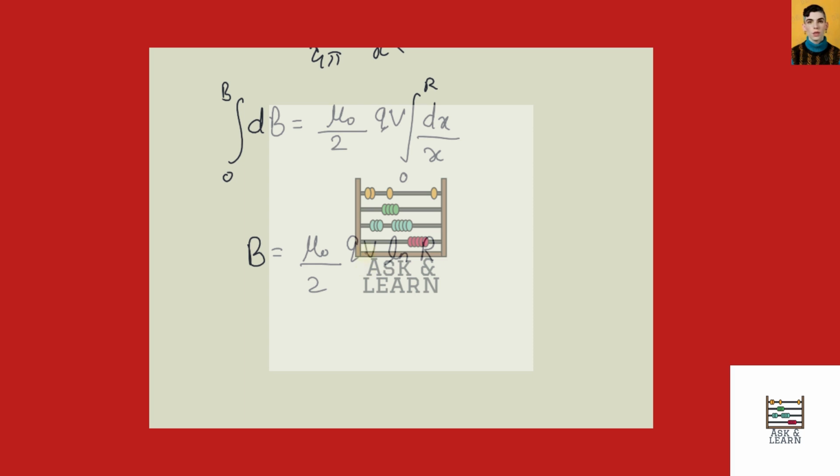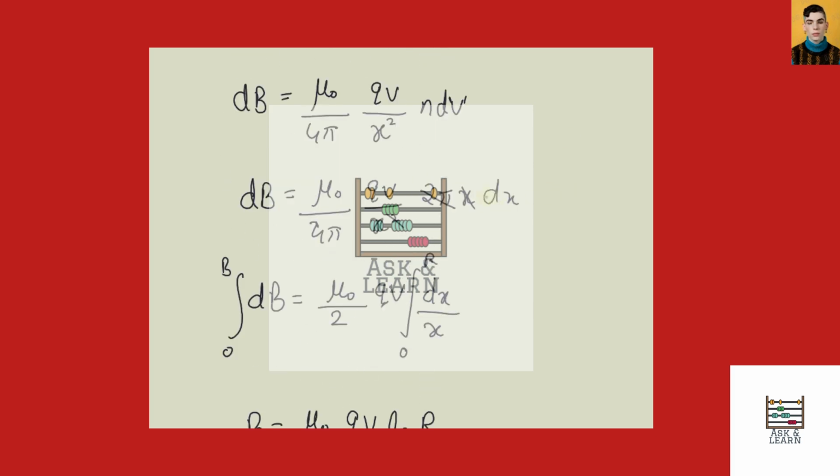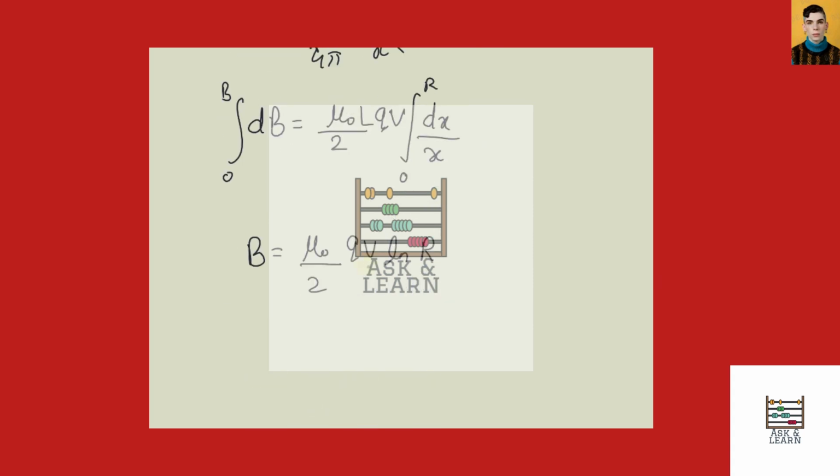There is an L missing over here. So over here we have missed out an L. So inside the volume, 2 pi x dx into L will give us the entire volume. This gives the area, and multiplied by the entire length it gives us the volume. So L is missing, so let us plug it in over here.